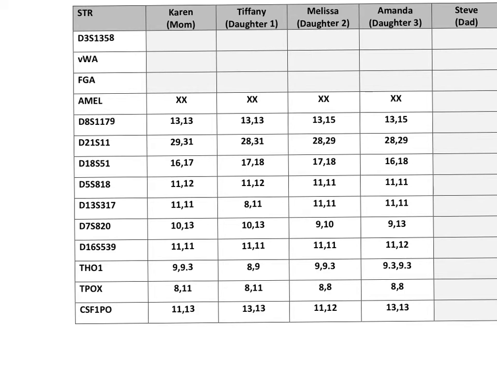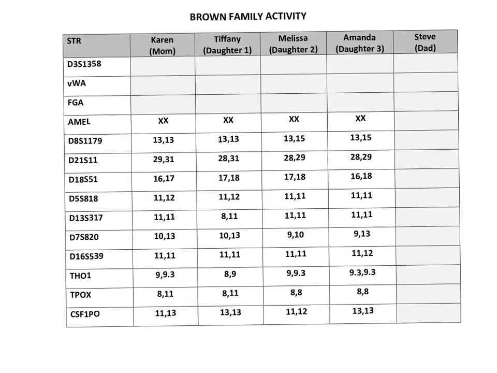So when we're looking at this chart, there's lots of different numbers. Each number that you see is the number of repeats for that particular set of repeats. So if you look at the AML, that is what chromosomes we have on the sex chromosome. If you look, mom is XX, all the daughters who are also females are also XX. Well, we know that dad is going to be what? XY, okay?